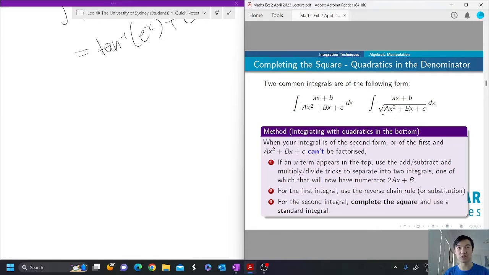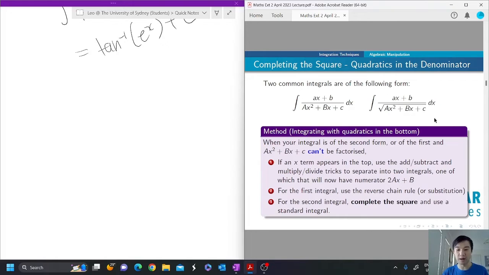Manipulate it so that you can try to do the reverse chain rule, and then for the second one you want to complete the square and then use a standard integral that leads to an inverse trig result. That's kind of confusing when it's written out like that, so let's just look at an example to see how this is applied.